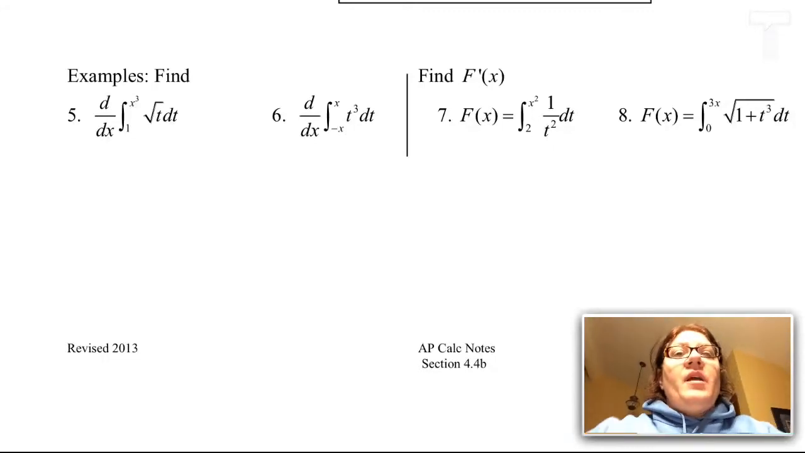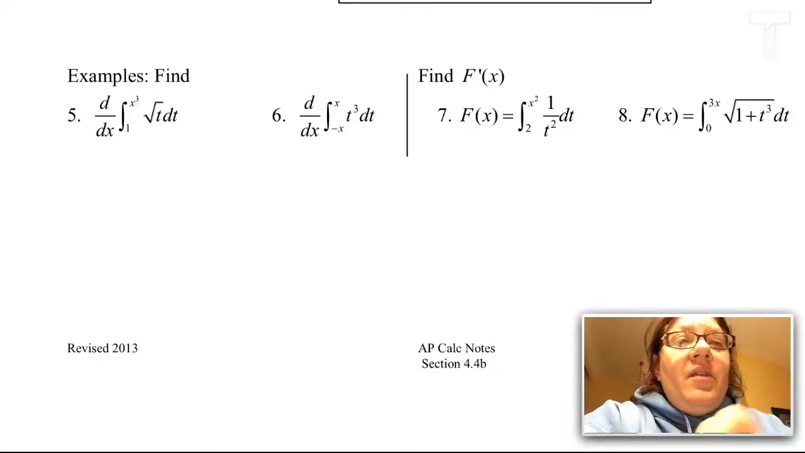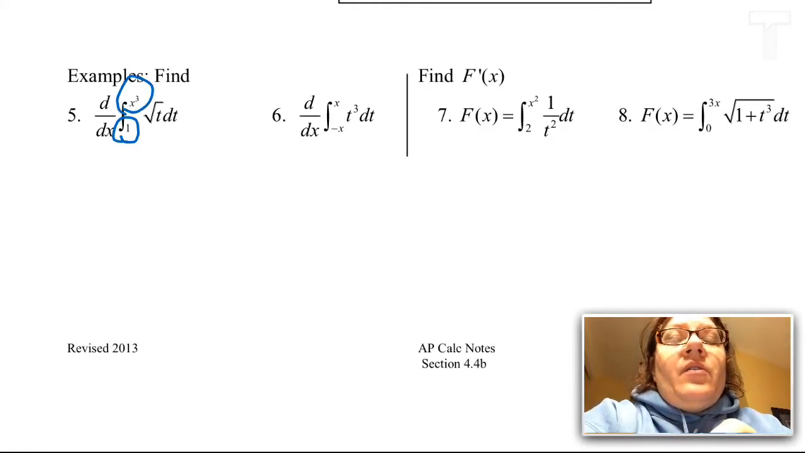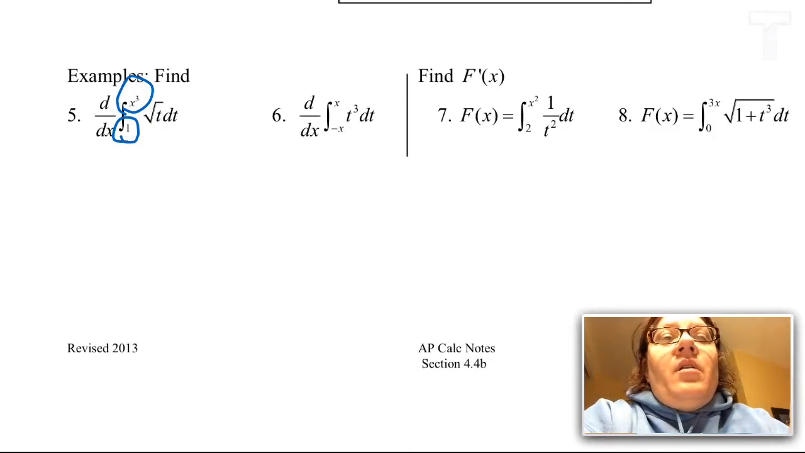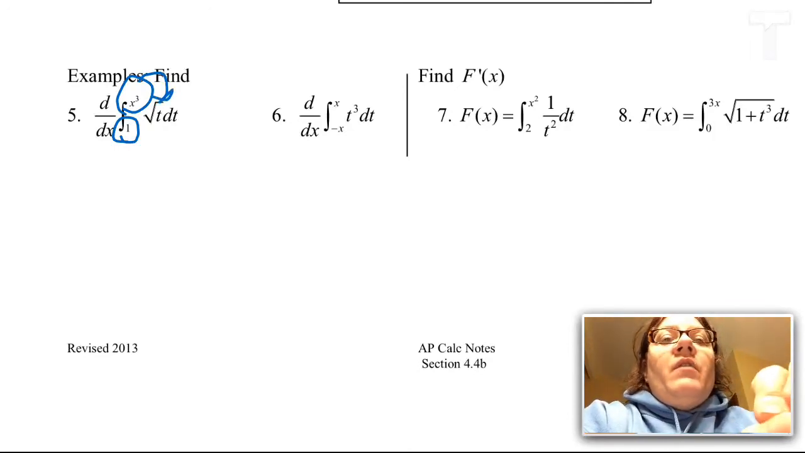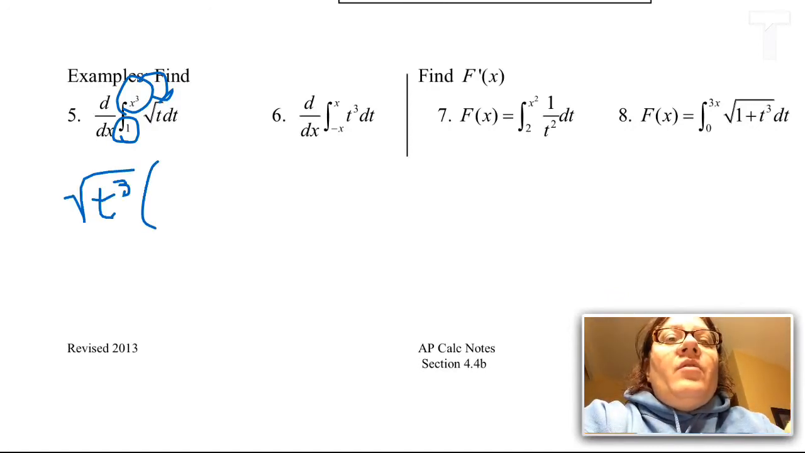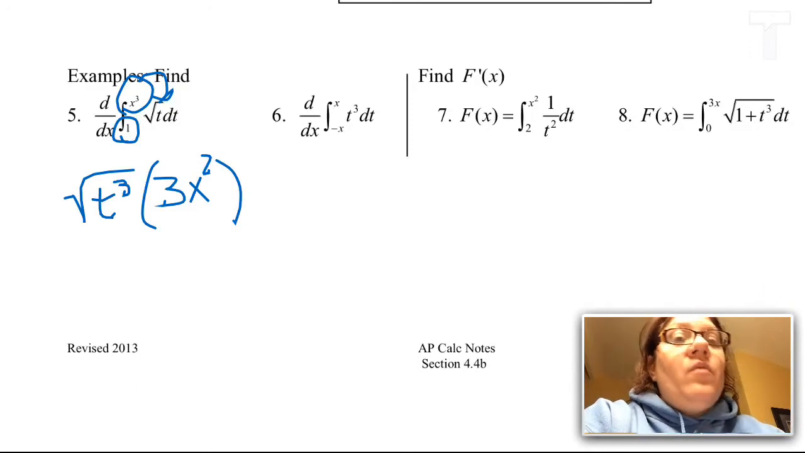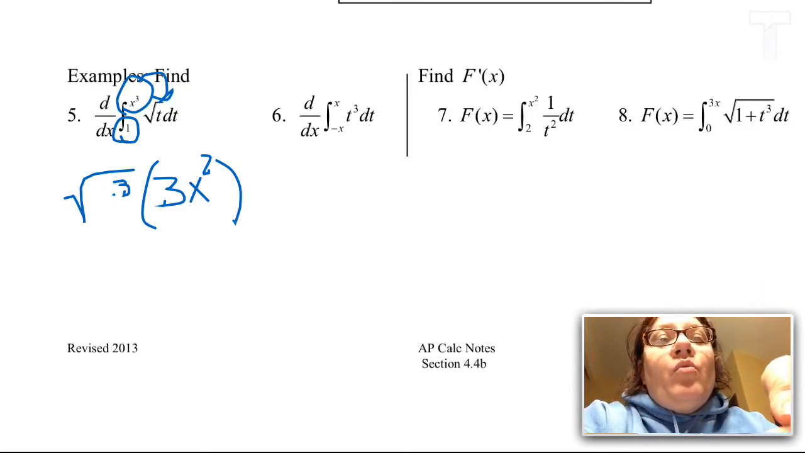So on this first example, I noticed that, yay, there's a constant on the bottom, and there's a variable on top, but it's not an x. So when I do this one, I'm going to plug in that variable and then take the derivative of that variable. So it's going to look like this, t cubed, and then the derivative of that variable would be 3x squared. Sorry, I forgot that I was actually plugging it in. Not t cubed, but x cubed.